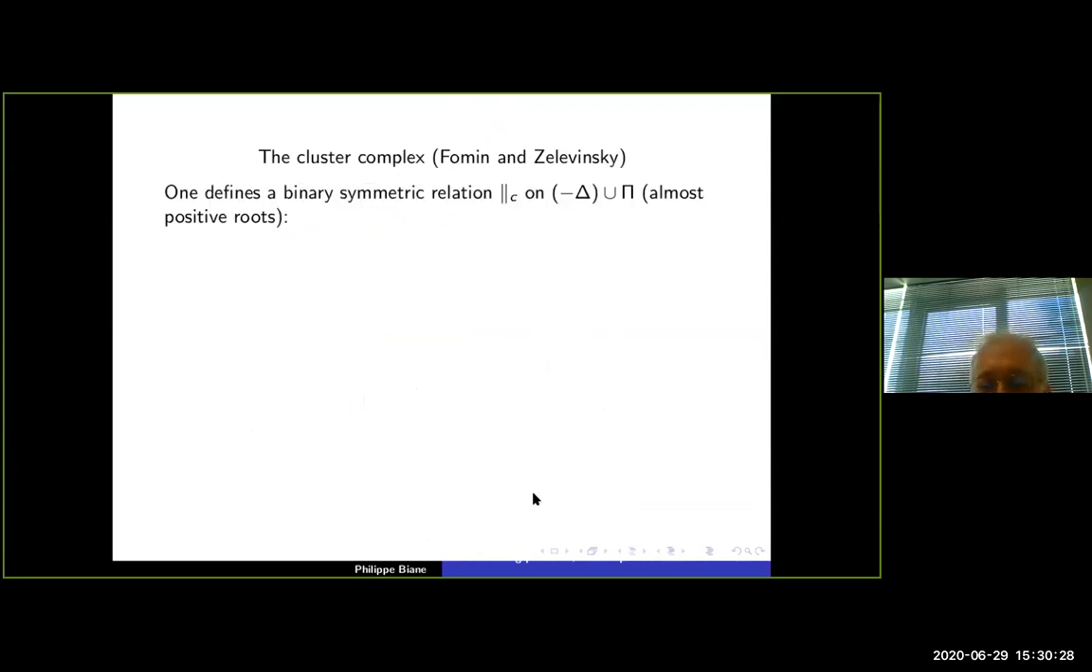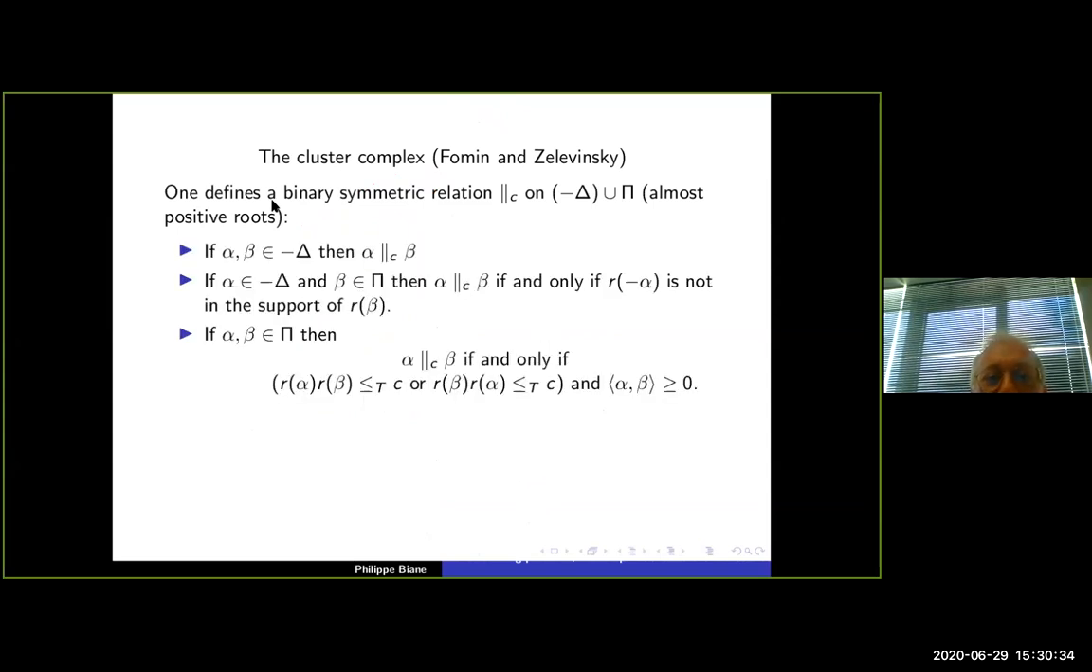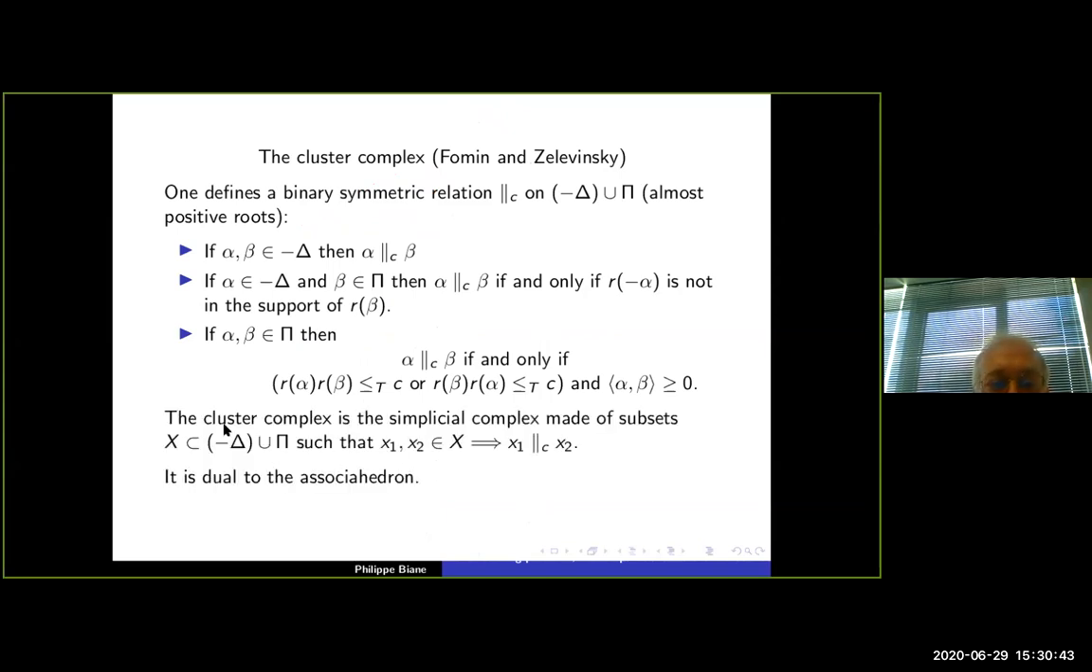Okay. So I don't really have time to explain what a cluster complex is, but the cluster complex is obtained by defining a symmetric binary relation on the set of almost positive roots, which I don't have time to define here. And the cluster complex is just a simplicial complex made of subsets of the set of almost positive roots, which are, say, equivalence classes for this binary relation.